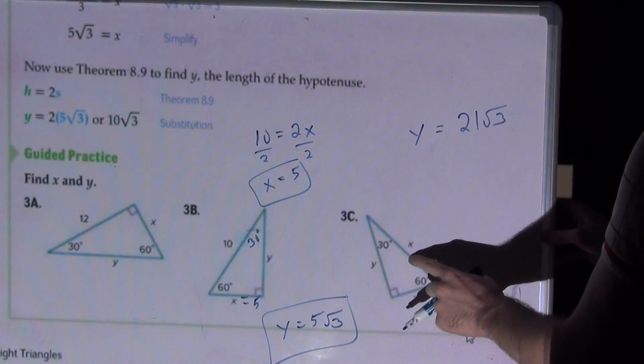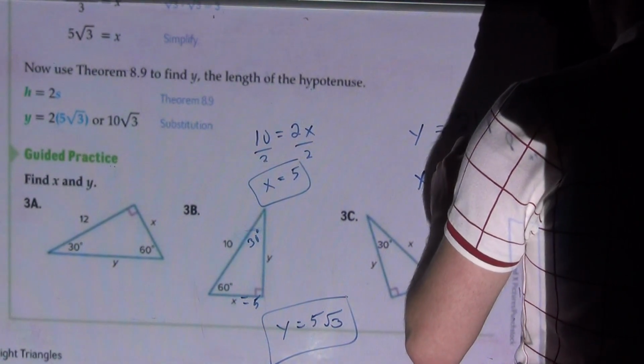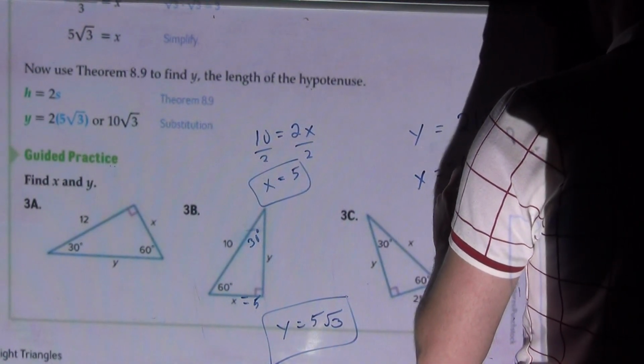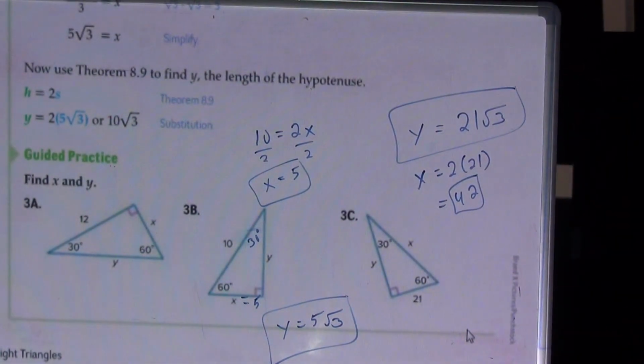Then x, the side across from the 90, is going to be equal to 2 times 21, which is going to be 42. There you go. Again, not too crazy as long as you know the rules.